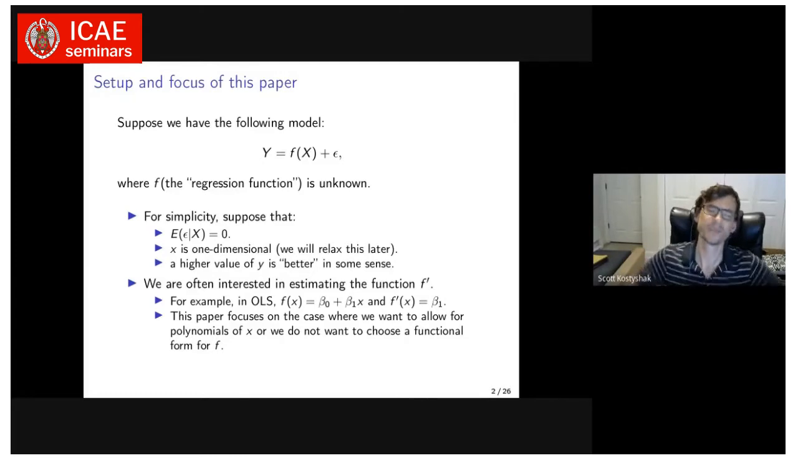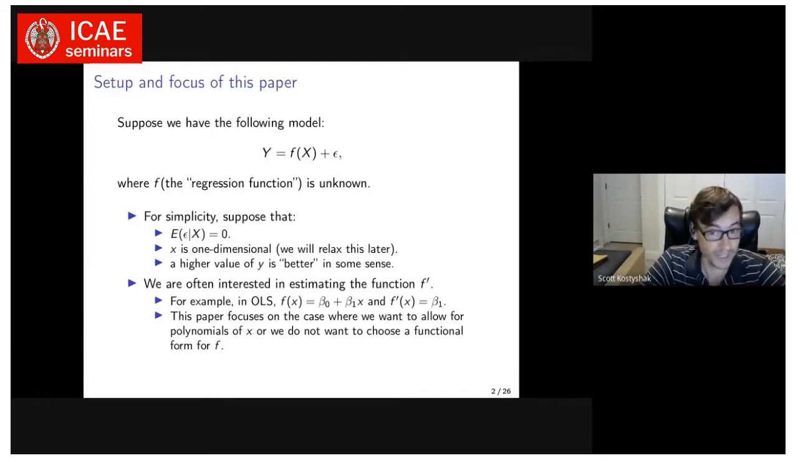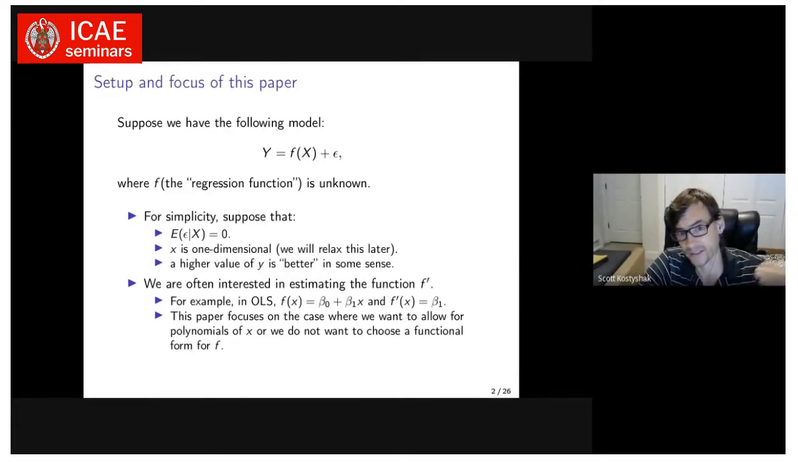For the sake of terminology, it'll help to view y as a good thing, so more y is better. We're going to talk about a policymaker who's interested in increasing y. To be clear about why we're interested in estimating f prime, we're interested in the effect of x on y: if we increase x by a little bit, how does that affect y? Typically this is done in OLS, where f prime is just the slope coefficient.